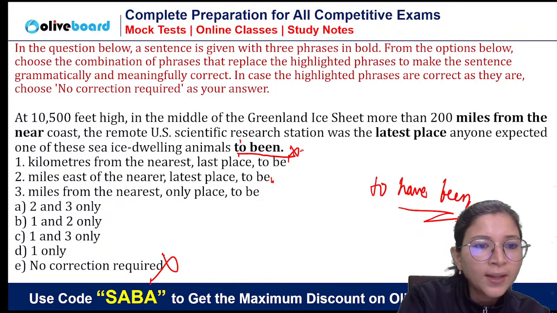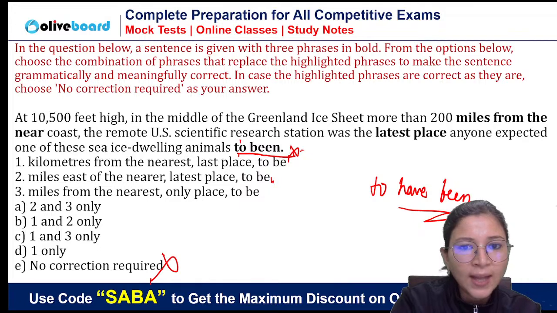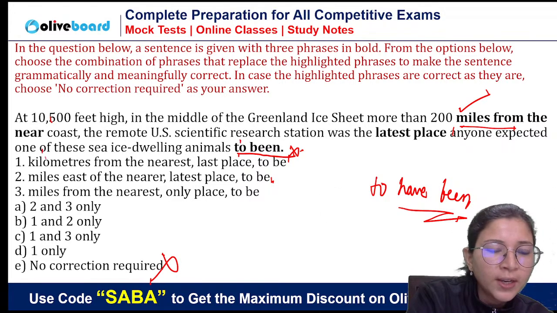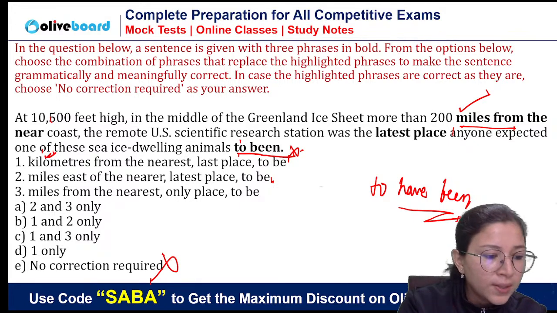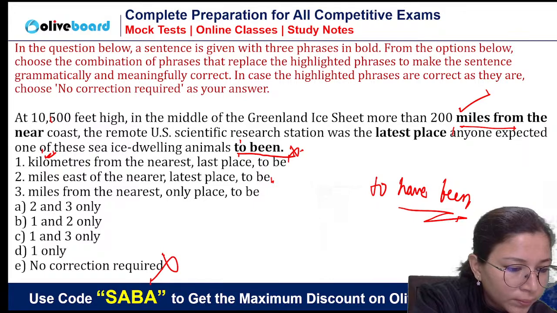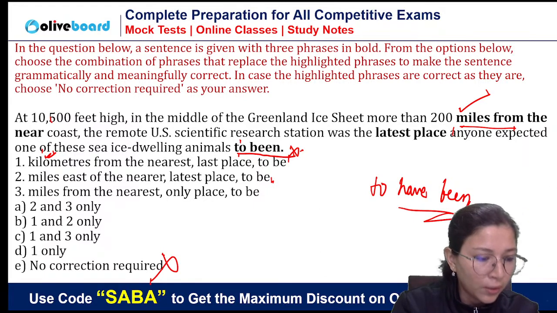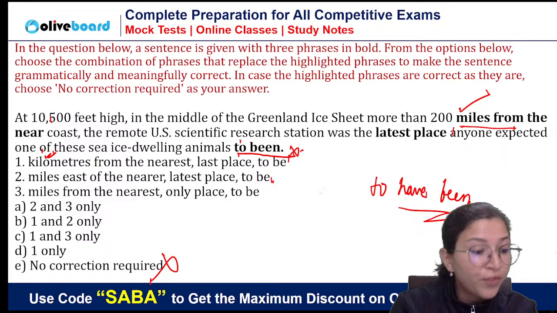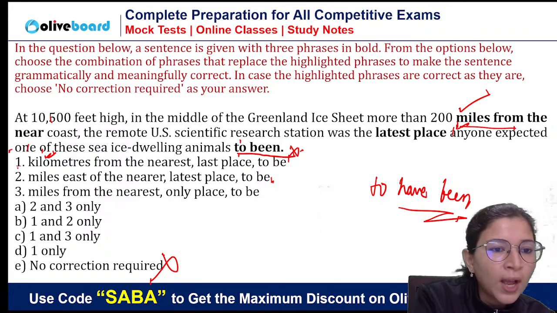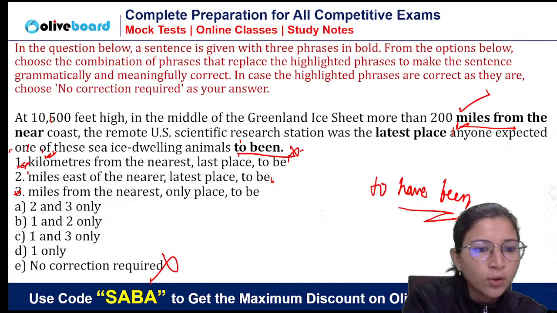Now let's see. At 10,000 feet high in the middle of the Greenland ice sheet, more than 200 miles from the near coast. Okay, first of all tell me whether we write miles or we write kilometers. Will it make any difference in this case? Of course, it will be tougher than pre. Of course, it will be tougher, but you know that weightage will be less. Okay, you will be getting 20 marks only. See, so you can write miles also, you can write kilometers also. So you can't eliminate on the basis of miles and kilometers. Both can go. All three can go.